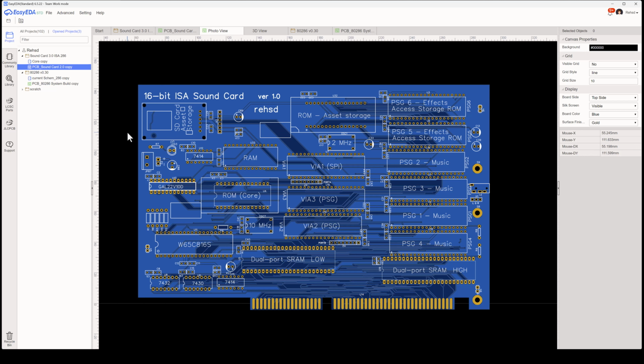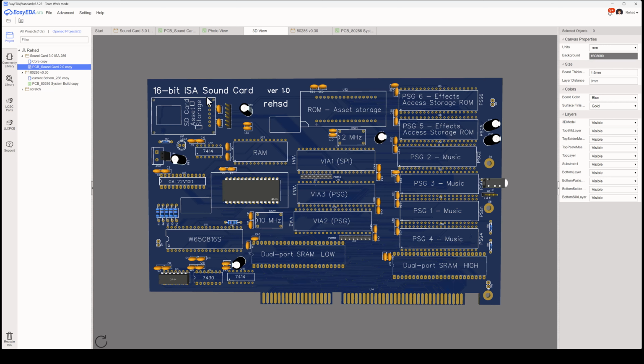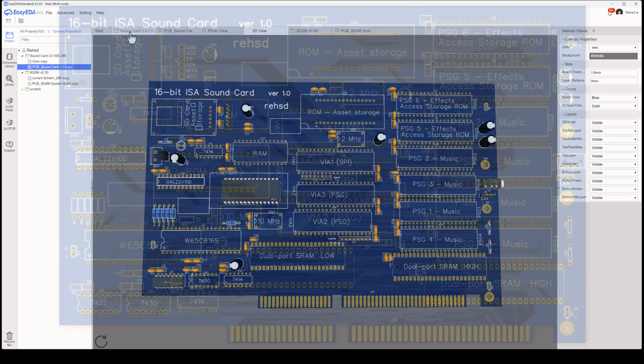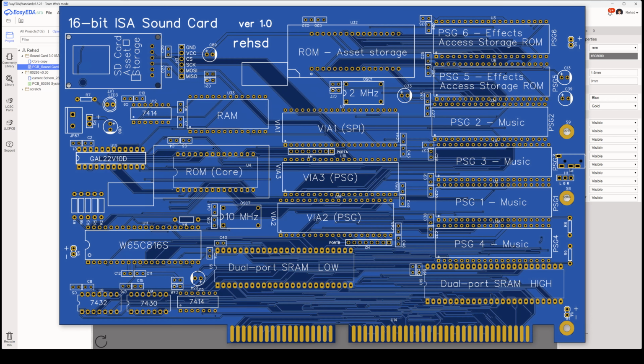So like any of my schematics and PCBs, I'm sure there's a lot of things that come to mind that I could or should improve here, but this is at least what I'm going to call 1.0 of my 16-bit ISA sound card. So I will get this ordered up and see if I can get it to work from the get-go. So that is where I'm headed with the sound card.